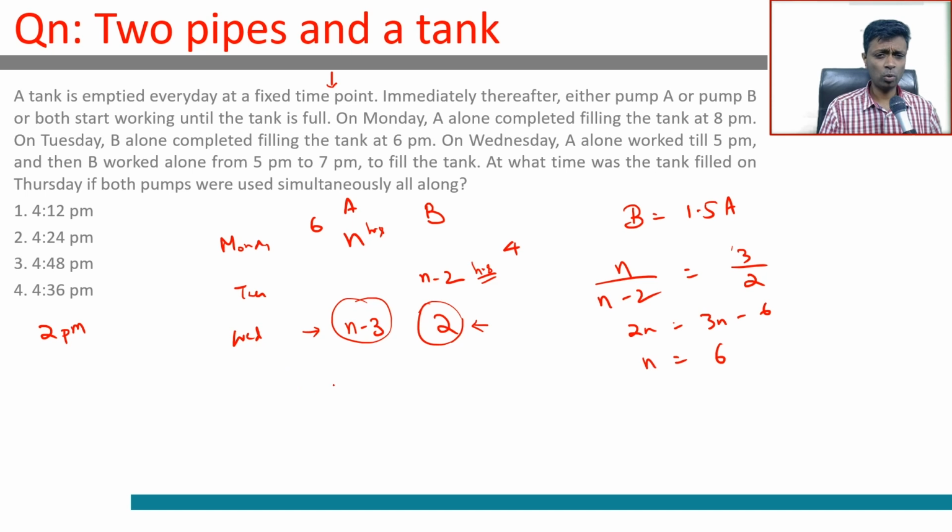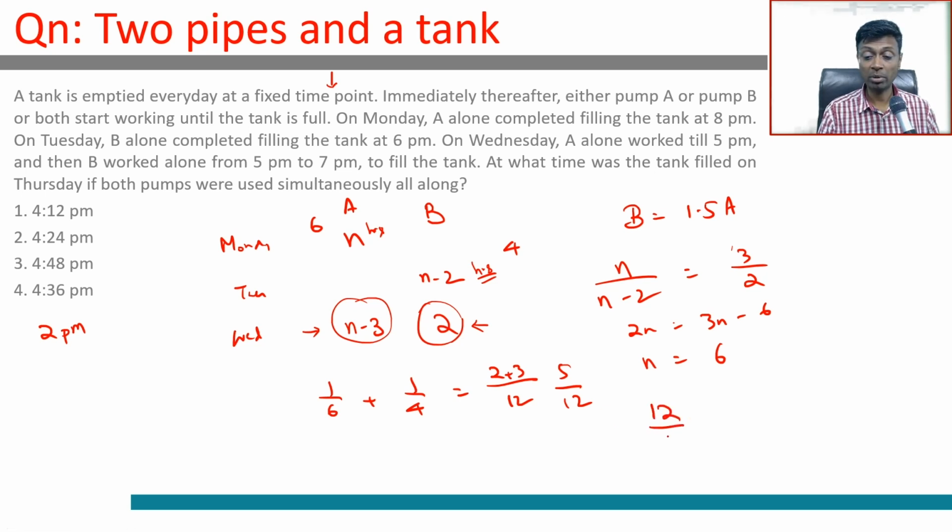When they're together open, in 1 hour they can fill 1 by 6 plus 1 by 4, which is 2 by 12 plus 3 by 12, or 5 by 12 of the tank. Or they can fill the entire tank in 12 by 5 hours, which is 2 hours and 2 by 5 hours, 2 hours 24 minutes. Starting from 2 p.m., they can complete filling this entire tank at 4:24.